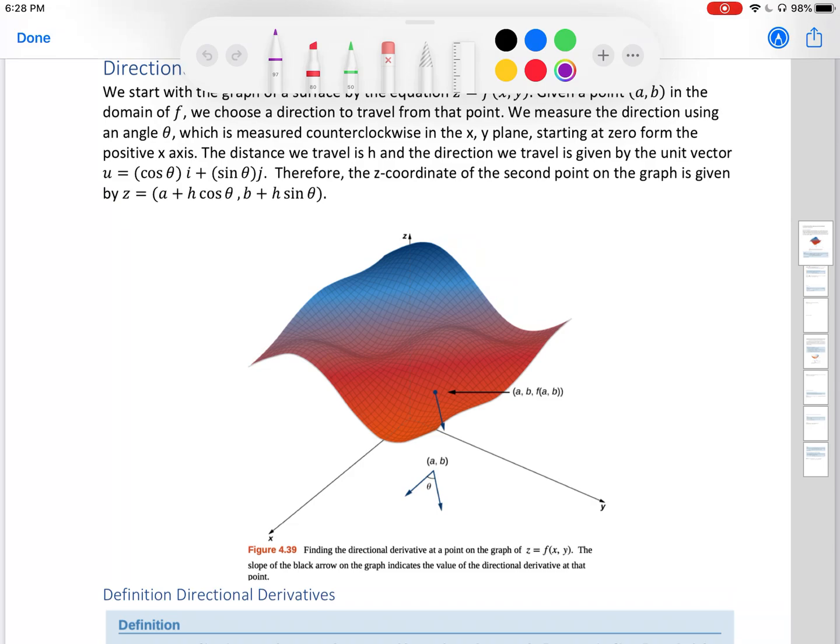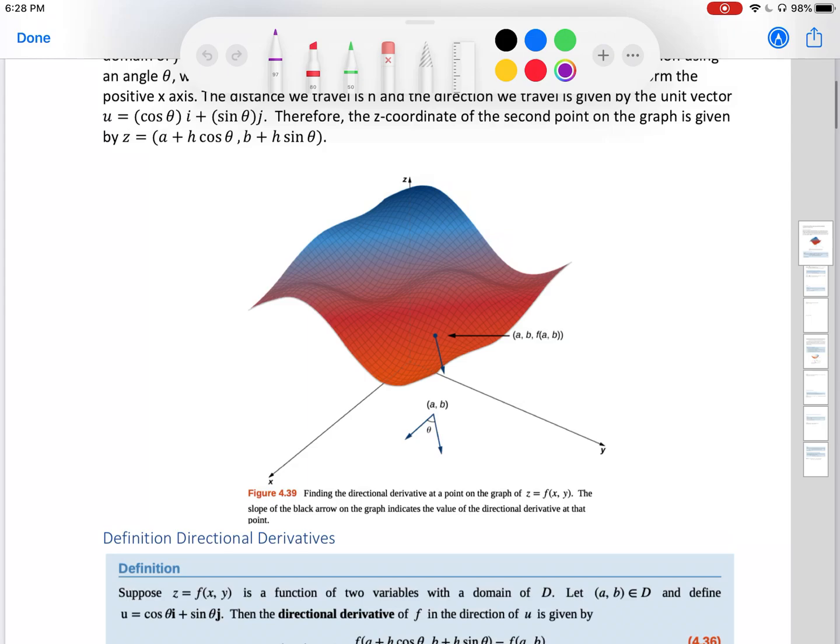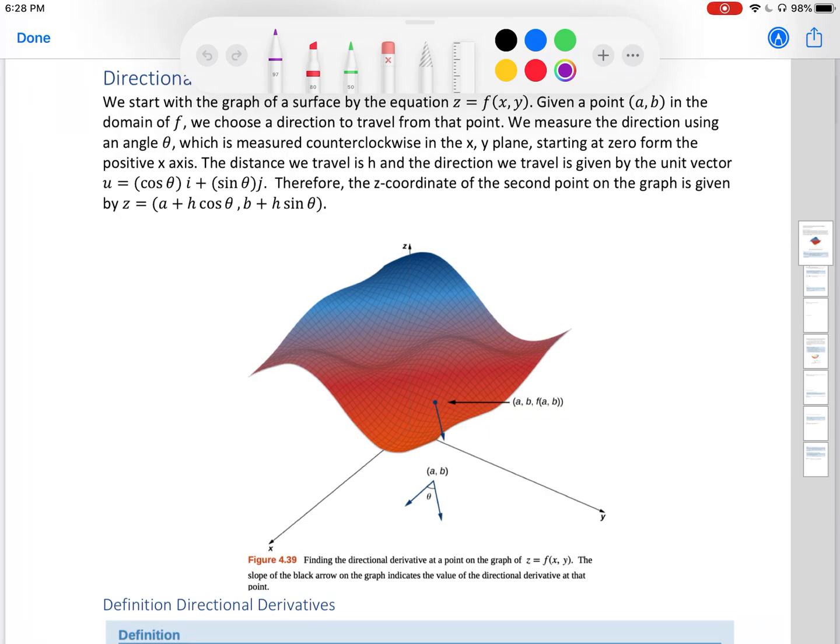Therefore, the z-coordinate is a second point on the graph given by z equals f of a plus h cosine theta, comma b plus h sine theta. And here we have a picture of the figure at a point with some angle theta.